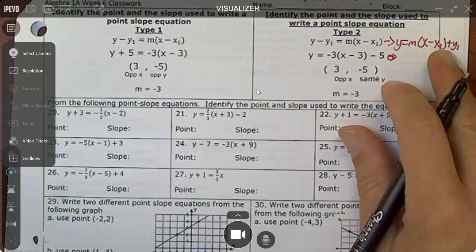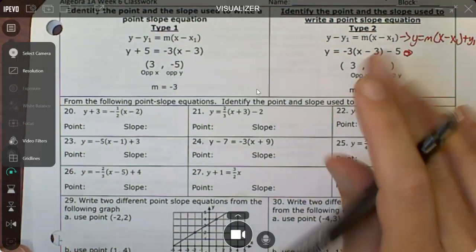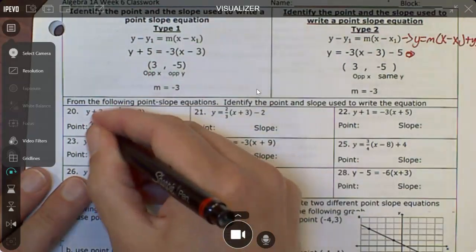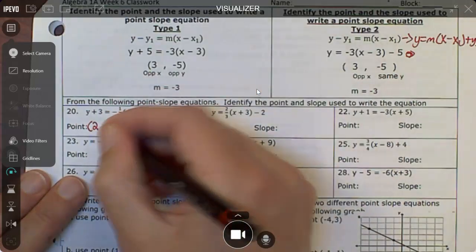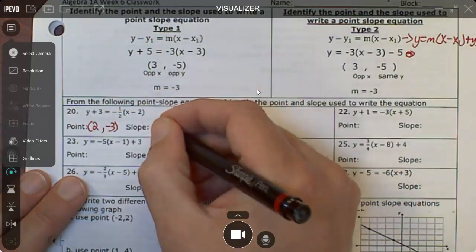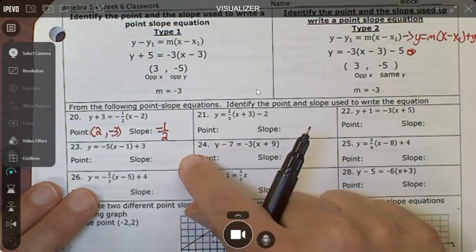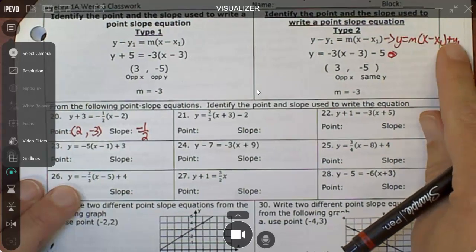So I should have written it there. That's a typo. It's too late to fix it. I can't waste copies. Okay, this is type 1, so you get opposite x, opposite y for the point. And the slope is -1/2. Okay, this one's like this type, where it's opposite x, same y.